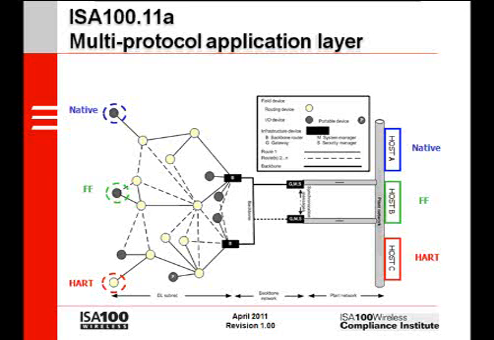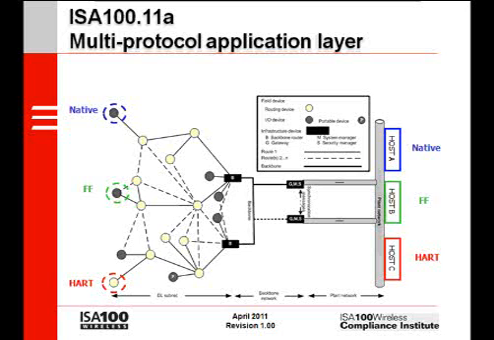HART is shown as another alternative. Mapping ISA100 to HART is less natural than FF because HART uses a command response model while ISA100 uses an object data model. Still, integration with HART application layer was anticipated through a tunnel object that tunnels commands from any protocol.